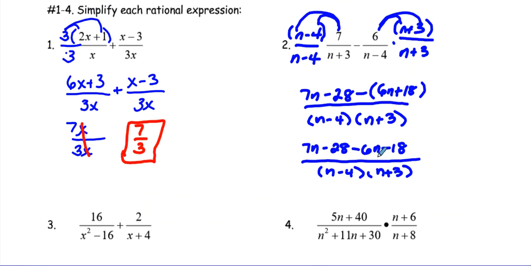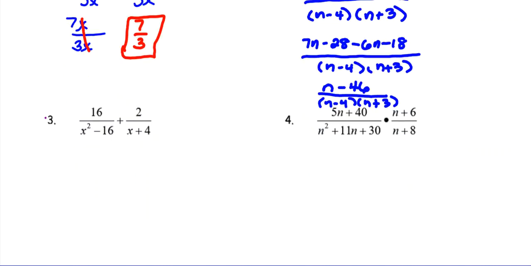Now in my numerator, 7n minus 6n makes n. And negative 28 minus 18, oh boy, let's see, negative 38, negative 46. And then still n minus 4 times n plus 3. You don't need to multiply your denominator back out again, because showing it this way you can see that nothing else cancels out. So this can be your final answer here.